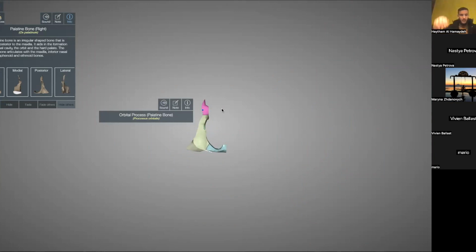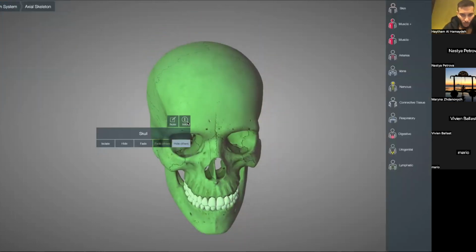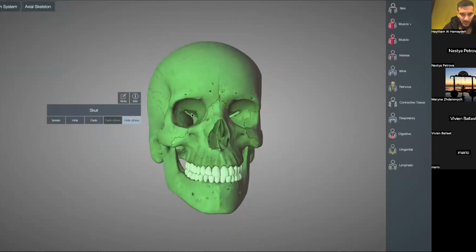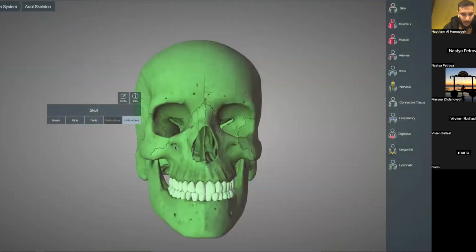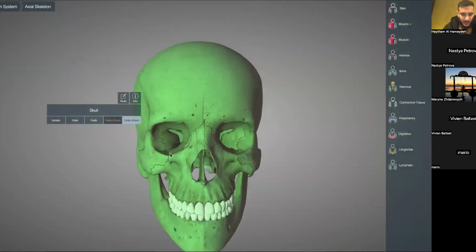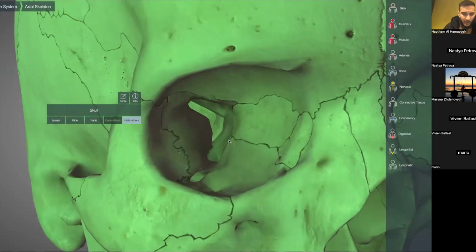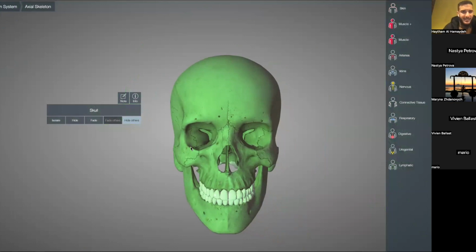So the orbital process of the palatine. Easy. Now we know the roof is made up of lesser wings of sphenoid and frontal. The floor is made up of maxilla, zygomatic, and orbital process of palatine all the way in, right there.